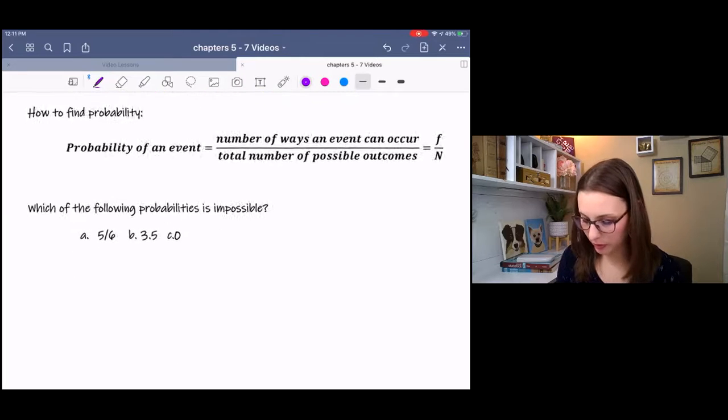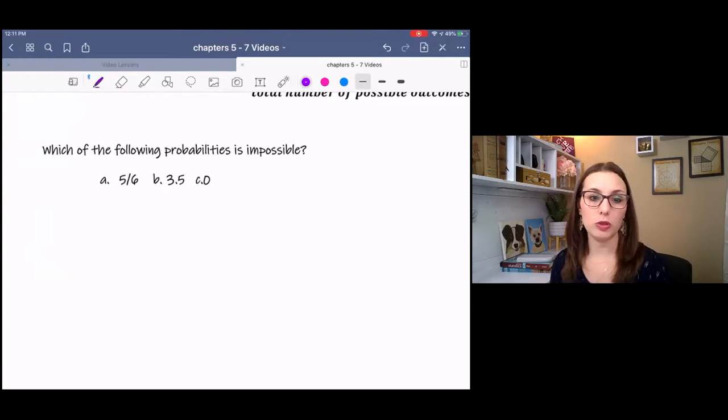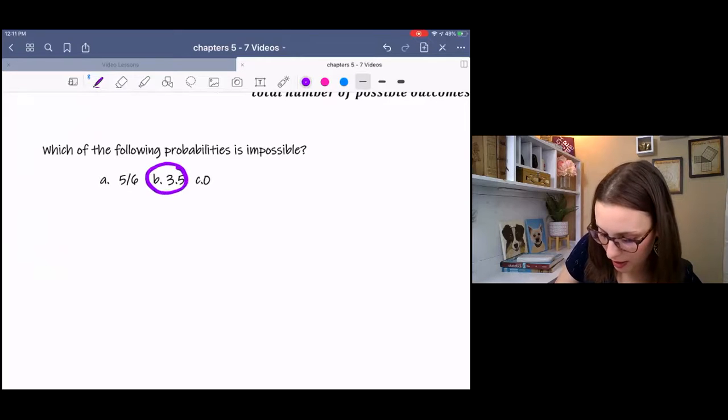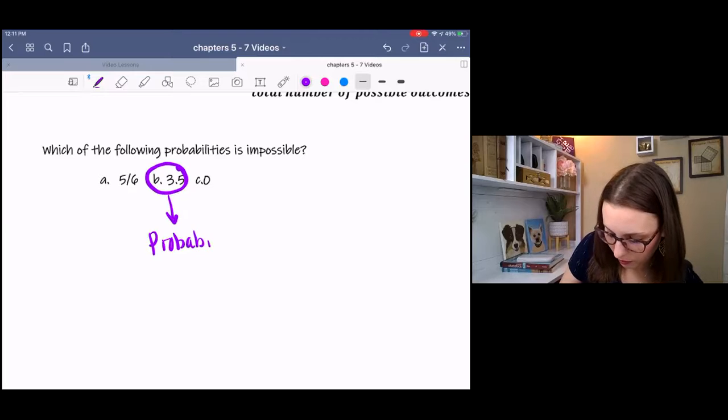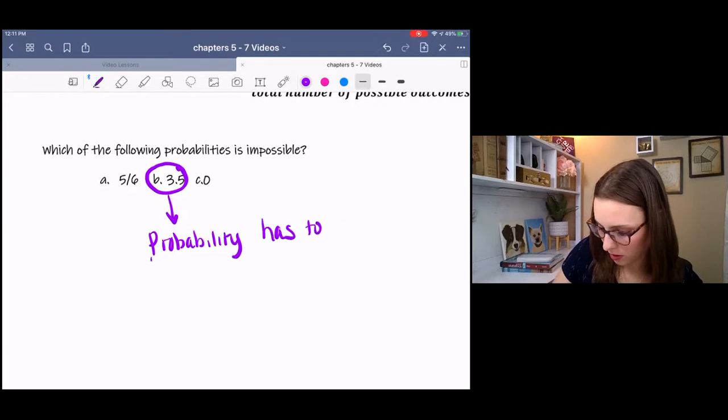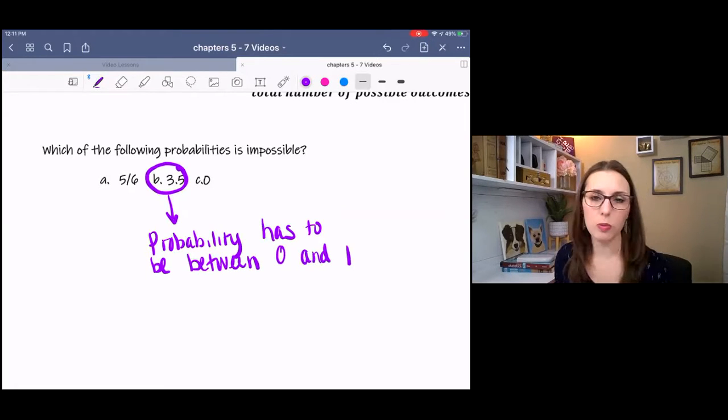So which of these probabilities would be impossible to get? 5/6, 3.5, or 0? If you chose 3.5, you were correct, because probability has to be between 0 and 1. So 3.5 is not an option.